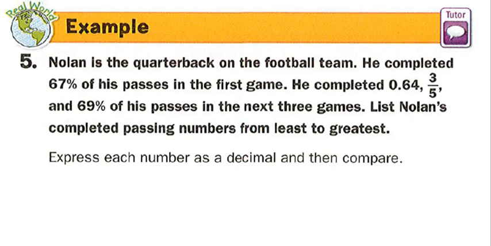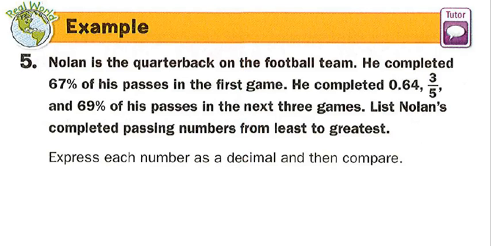All right, last example. It says Nolan's the quarterback of the football team. He completed 67% of his passes in the first game. He completed 64 hundredths, 3/5, and 69% of his passes in the next 3 games. List Nolan's completed passing numbers from least to greatest. So they got a pretty wacky stat collector here who seems to do things rather erratically. You got a few percents, you got a decimal, you got a fraction in there. We want to see which one is the smallest and which one is the greatest.